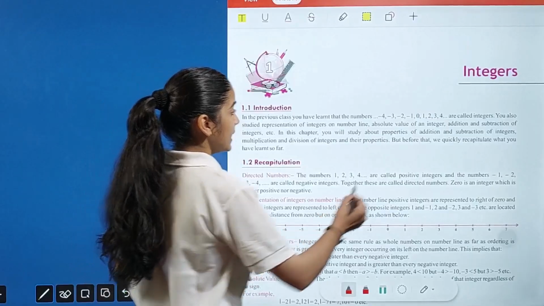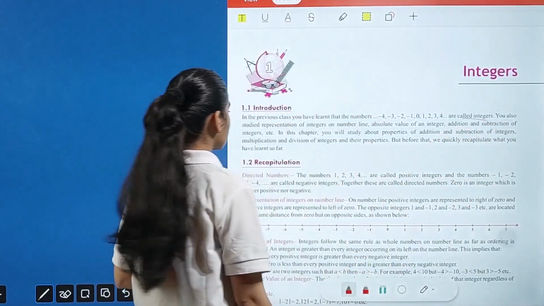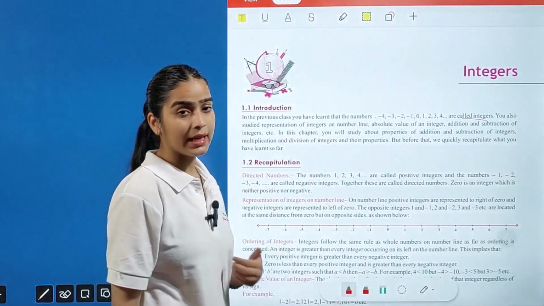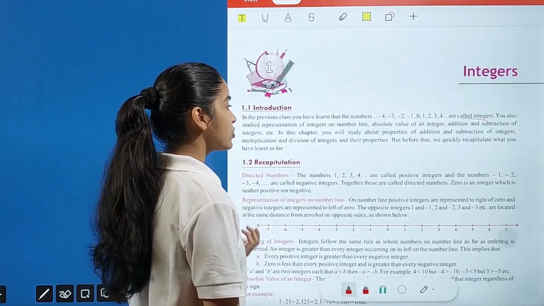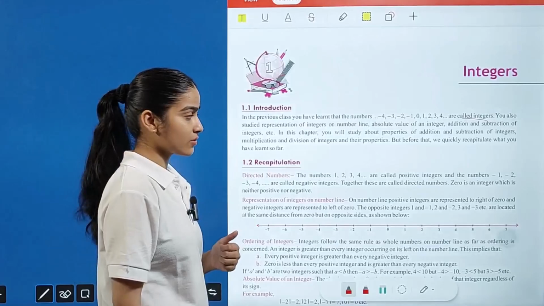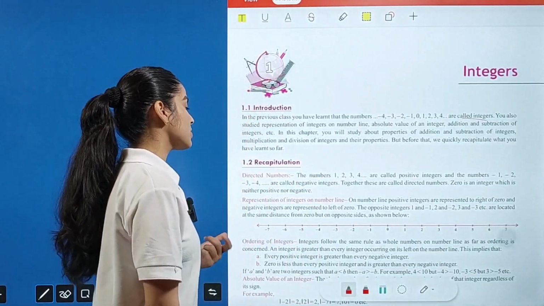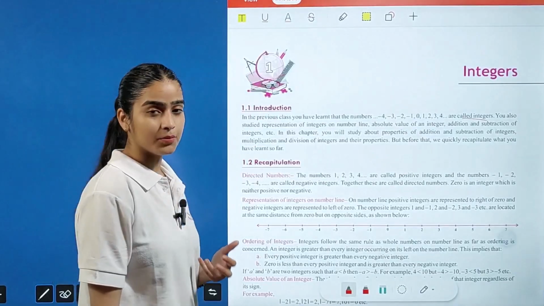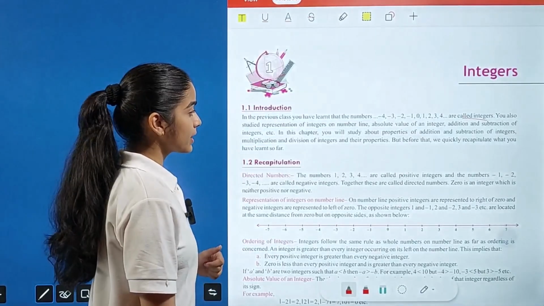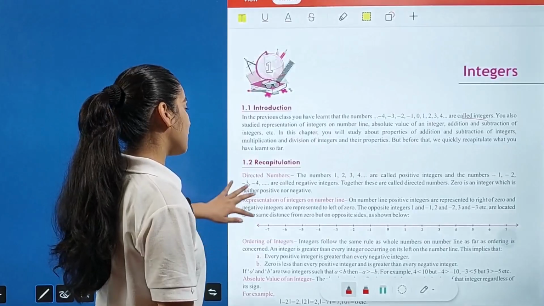4 are called integers. You also studied representation of integers on the number line, absolute value of an integer, addition or subtraction of integers, etc. In this chapter you will study the properties of addition and subtraction of integers, multiplication and division of integers and their properties. But before that, let us quickly recapitulate what you have learned so far.